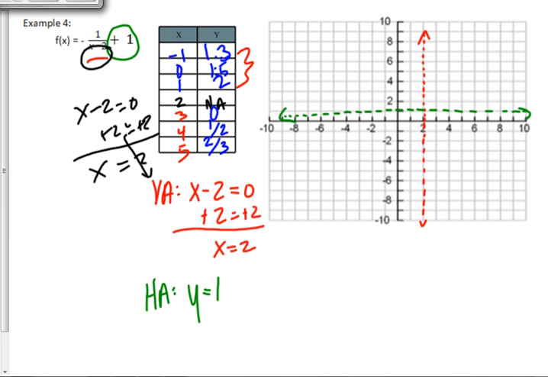Plotting the top, I have -1 and 1.3. So over -1, up 1.3, somewhere in here. 0, 1.5, somewhere in there. And 1, 2, plot. And again, you get that curve. That'll never touch your horizontal and vertical asymptote. My orientation's a bit off. It should never touch that horizontal asymptote.